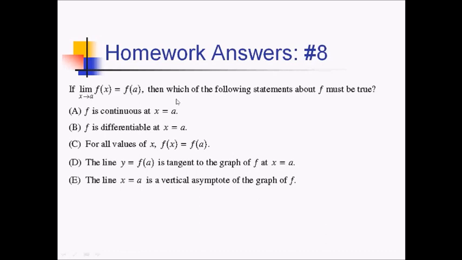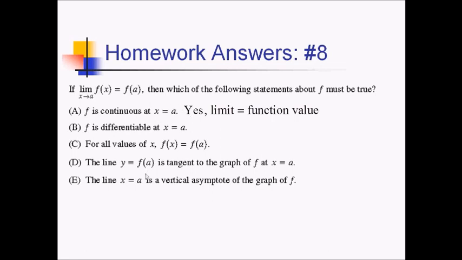On this problem, we're told that the limit as x approaches a of some function equals the value of the function at a. We want to know which statement about the function must be true based off of this. Well, if our limit and our function value match up, not only do they match up, it implies they actually both exist, all of which is the definition of continuity. So this is a big yes for answer choice A. If limit equals function value, we have a function that is continuous at that spot. So you could immediately pick answer choice A and be on your merry way.